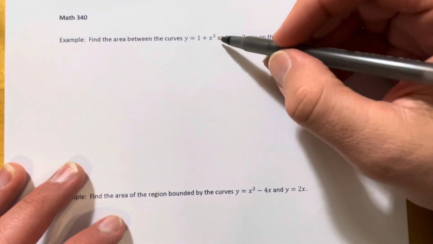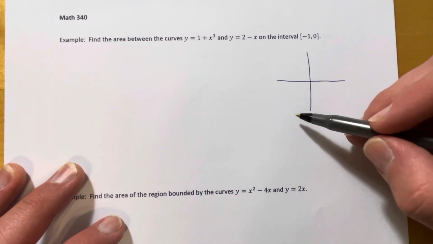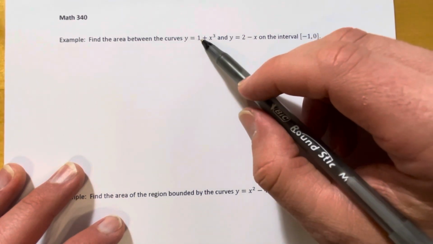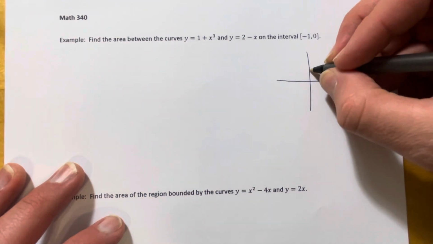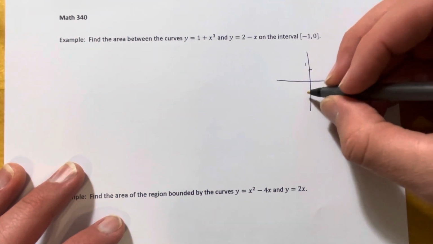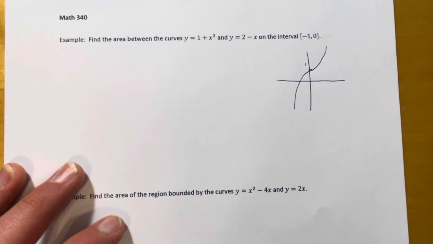The function y equals x cubed is a cubic function, and it goes through the origin, makes kind of an S shape. But when I have a 1 added to it, it takes that whole curve and shifts it up 1 unit. So instead of passing through the origin, it's going to go there. That curve is going to look kind of like this, okay?